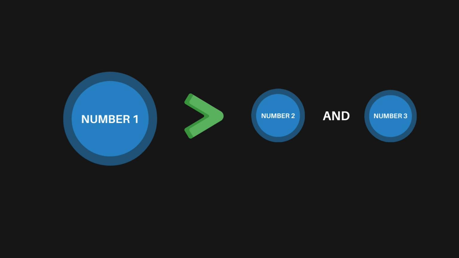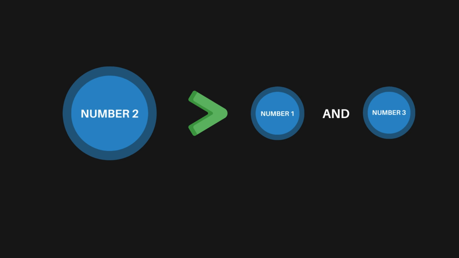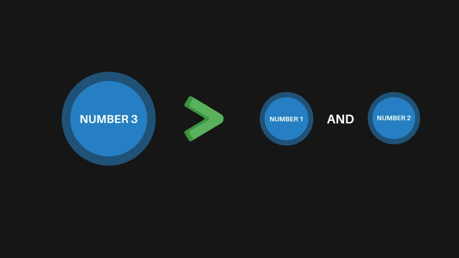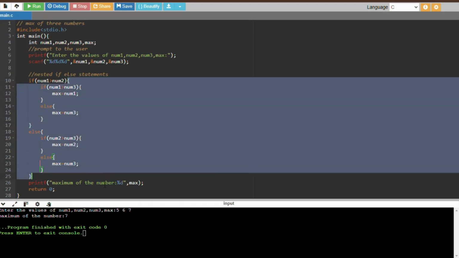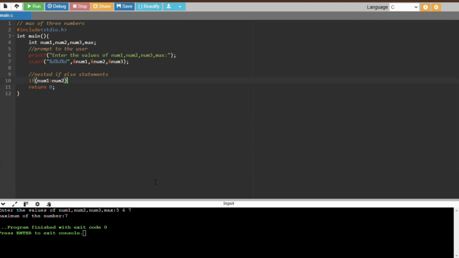See, if number 1 has to be the maximum among the 3, then the condition is it should be greater than both number 2 and number 3. The same applies to number 2. If that has to be maximum, then it should be greater than both number 1 and number 3. And if number 3 has to be greater, then it should be greater than both number 1 and number 2. Let's start the code so that you will understand in a simple and easy way. So let's remove these nested if else statements, because it's too complex to remember and too complex to execute even.